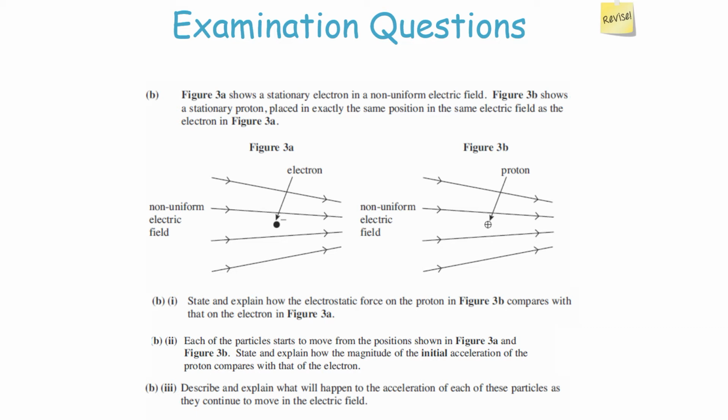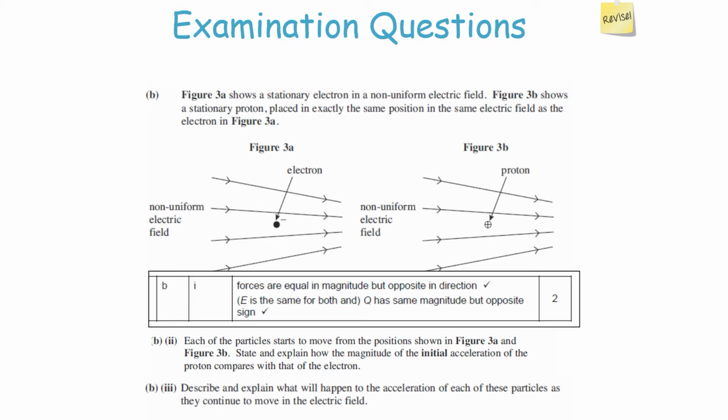Right, first one, it's the idea that it's the electrostatic force on the proton and the electron. Now they're in the same electrical field, so the forces will be equal in magnitude because they're in the same part of the same electrical field, but they're going to be in opposite directions because one is a negative charge and one is a positive charge. And remember, the electrical field has a direction based on the charge of the object.